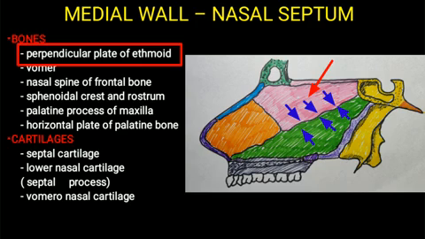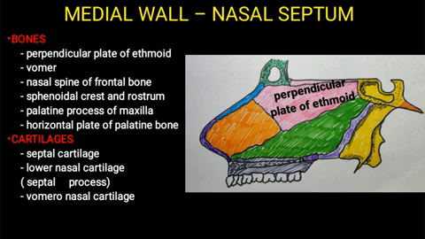The posterior inferior part of the nasal septum, or the medial wall, is formed by the vomer, which is a quadrilateral shaped bone. Its margins also articulate with the following bones: the upper margin with the sphenoidal rostrum, the lower margin with the maxilla and the palatine bone. The posterior margin is free, which forms the medial boundary of the choana. The anterior margin articulates with the perpendicular plate of the ethmoid.